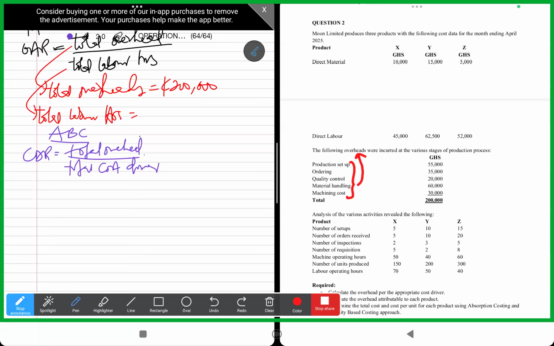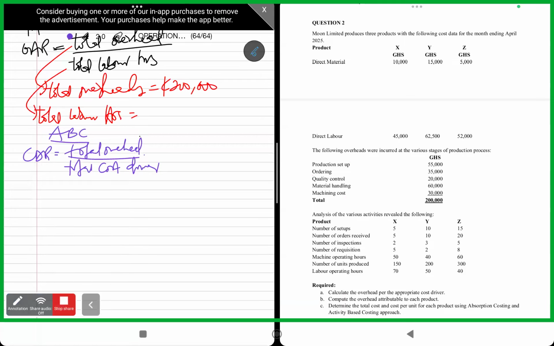I said these three, the red ones, all those are overheads. So I'm asking, what's the first overhead? Overhead is money. What's the first overhead? No, 55,000 is the amount. I want the name. The name, production setup. So I'm going to find the CDR for production setup. So the CDR will be, what is the total overhead for the production setup?